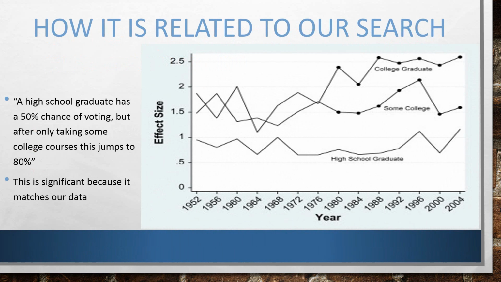A graph showing that the more education an individual has, the more likely they are to vote. Specifically, a high school graduate has a 50% chance of voting, but after only taking some college courses, this jumps to 80%. This is significant because it also matches what our data says.